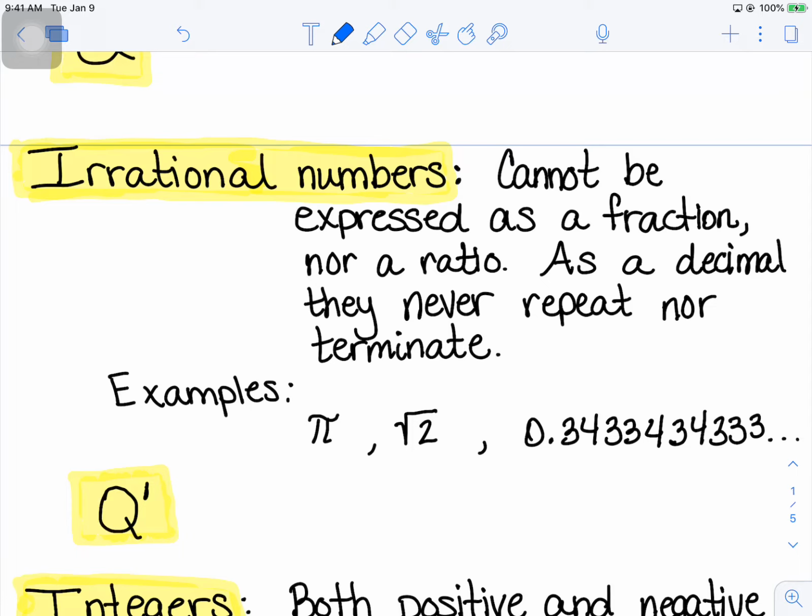We represent these with a Q with a little 1 above it, and we say this as Q prime. So this little number we say as prime, and that tells us that something else has happened. That's just the opposite of our rational is irrational.